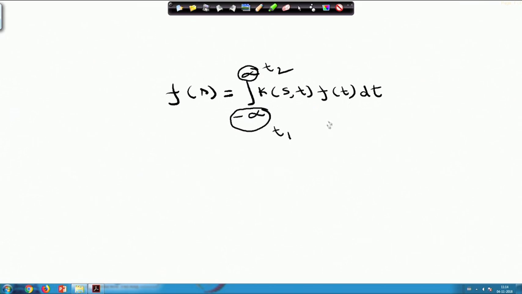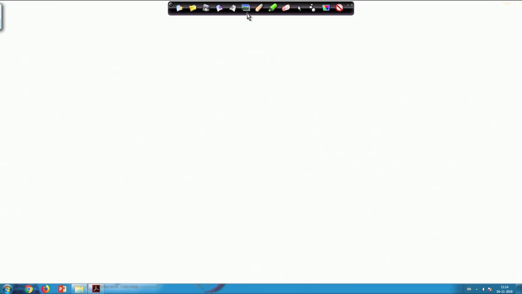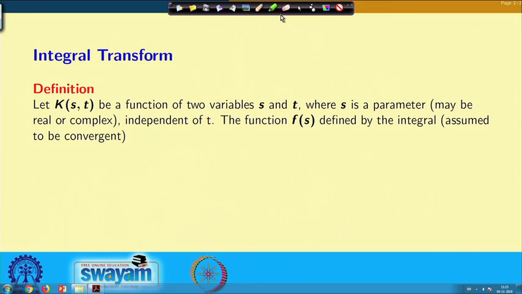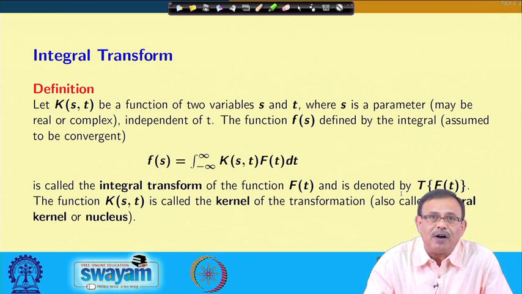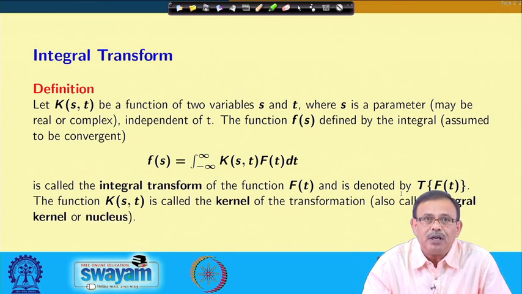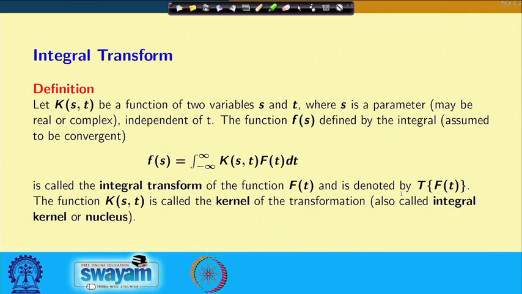So, if a function f(s) is defined like this, the integral from minus infinity to infinity of K(s,t) f(t) dt, this is called the integral transform of the function f(t), and we denote it by T of f(t). The function f(s) has been defined this way and is known as the integral transform of the function f(t), denoted by T of f(t).